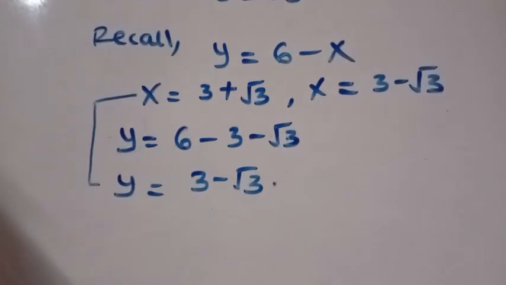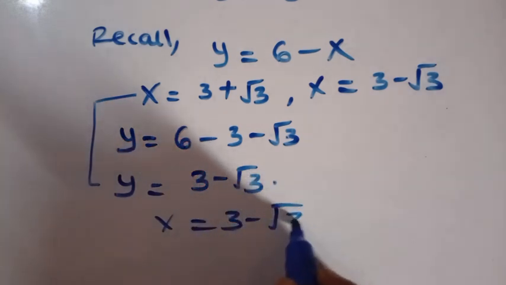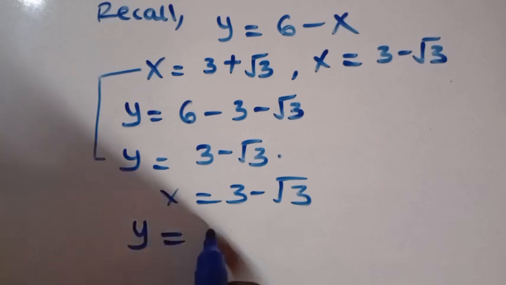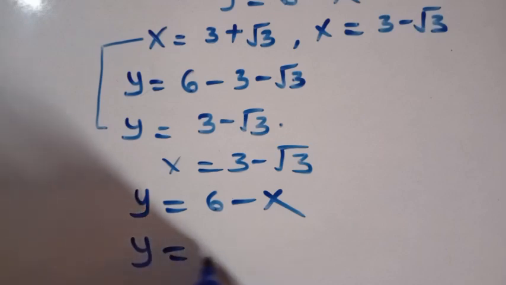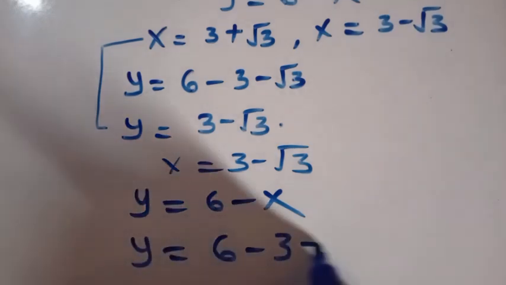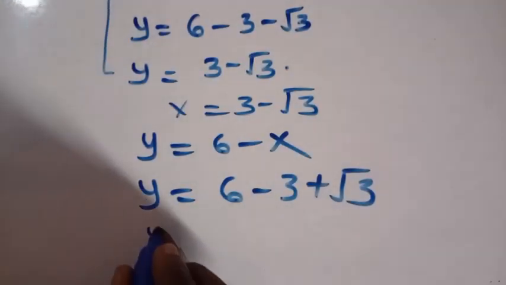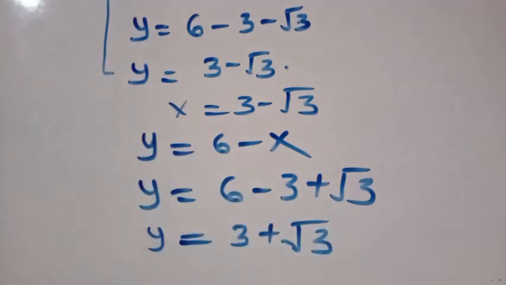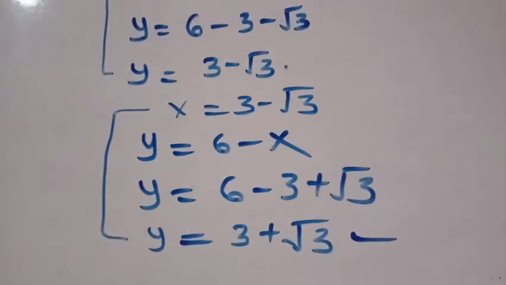And also, for the other part, where our x equals 3 minus square root of 3, so we substitute it in y, which is 6 minus x. Then we get y equals 6 minus 3 plus square root of 3. And this gives us our y, which equals 3 plus square root of 3. So here is the value of y when x is 3 minus square root of 3.